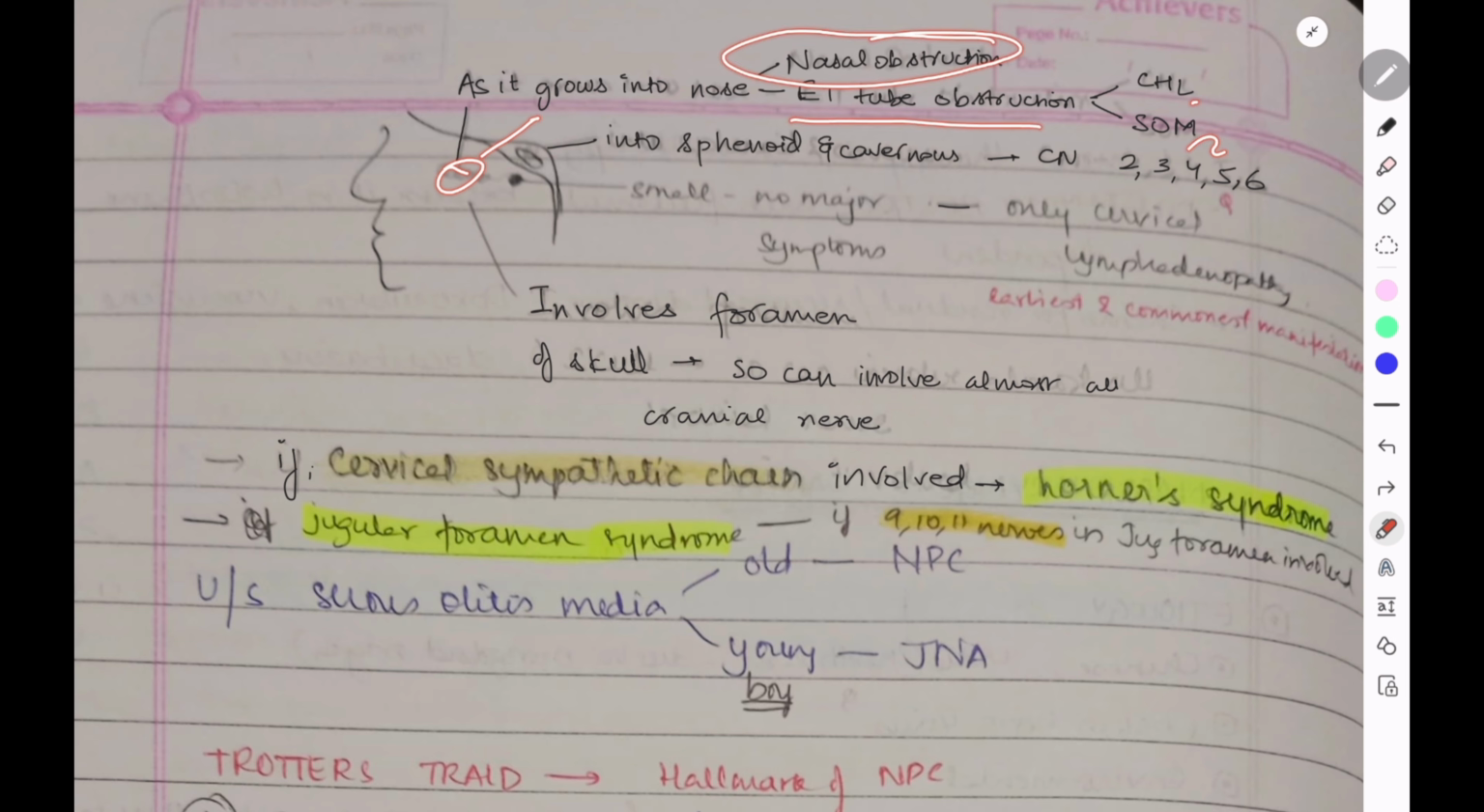If we talk about extensions, if this grows into the nose, it may cause nasal obstruction and eustachian tube obstruction causing conductive hearing loss and serous otitis media. If it grows into sphenoid and cavernous sinus, it can cause cranial nerve 2nd, 3rd, 4th and 5th, 6th nerve palsies. Okay, 2nd, 3rd, 4th, 5th, 6th nerve palsies.